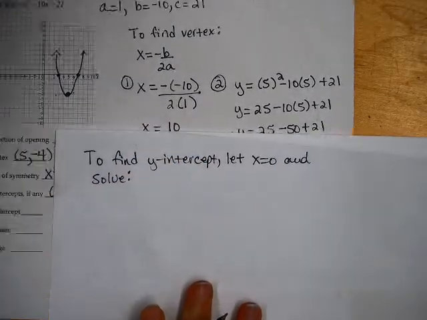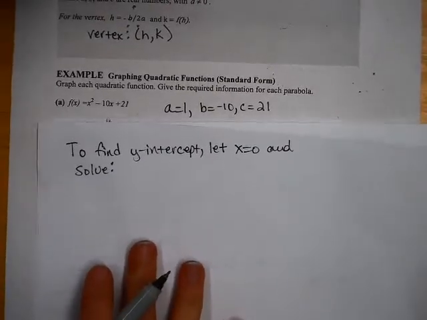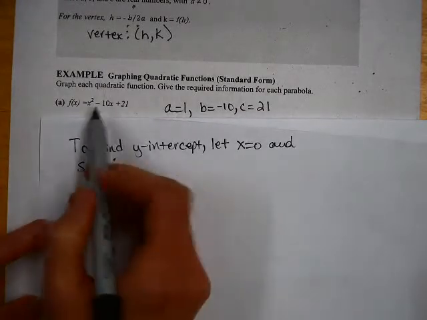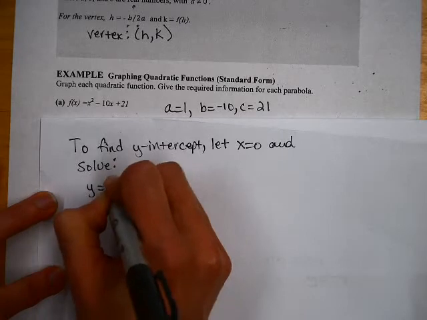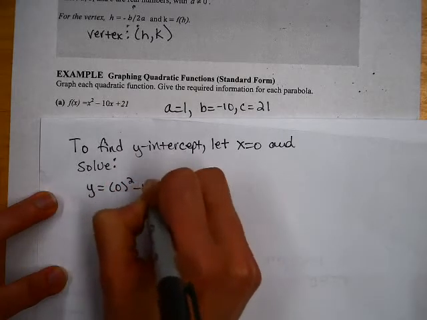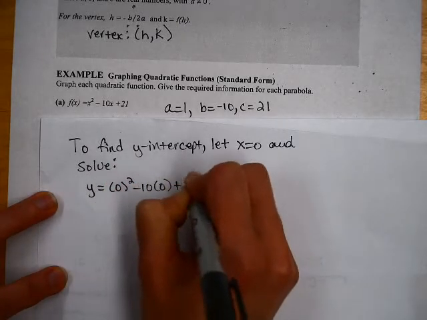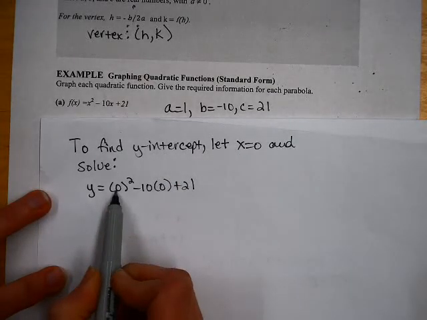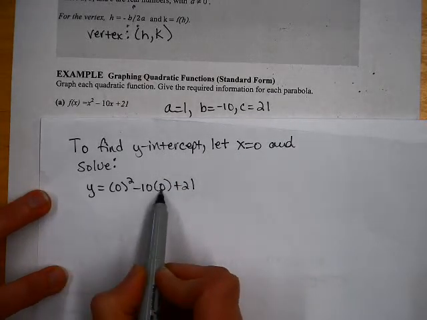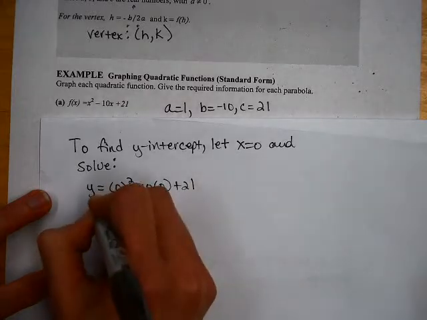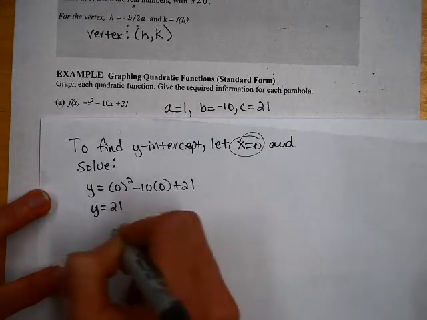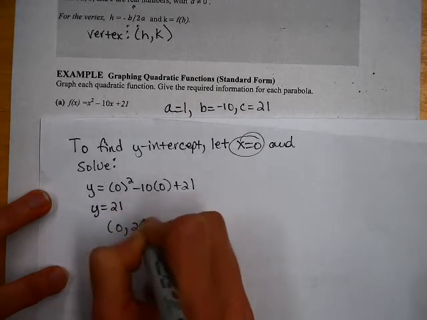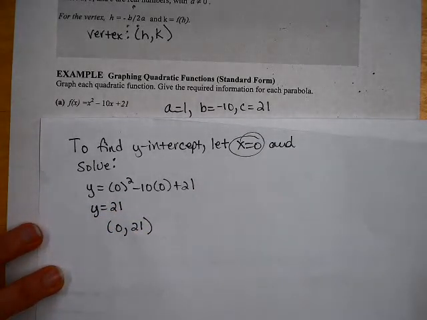And so again, I'm going back to my equation that was given to me, and I'm going to plug in 0 for x. So remember, f of x is the same thing as y equals, and so I would have 0 squared minus 10 times 0 plus 21. Well, 0 squared is 0, minus 10 times 0 is 0, so this is really just 0 plus 21, or y equals 21. So remember, we let x equal 0, so (0, 21) would be my y-intercept. And so I'm going to put that in my blank here on my paper.